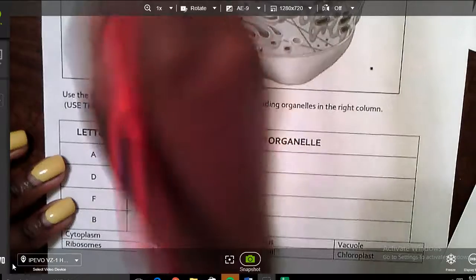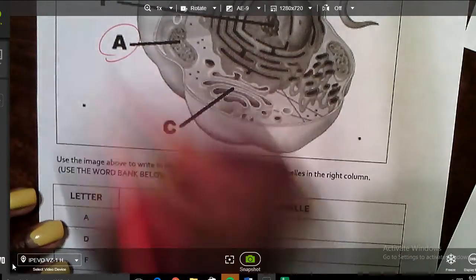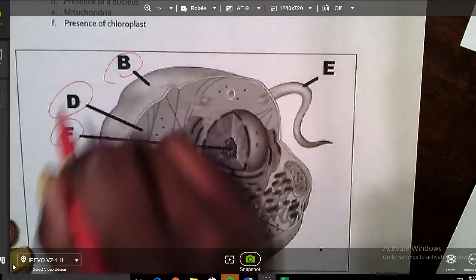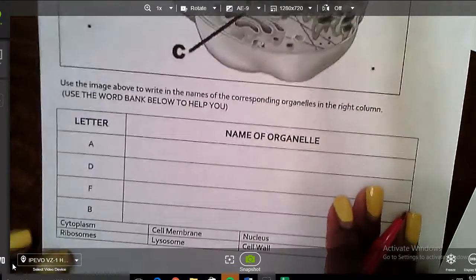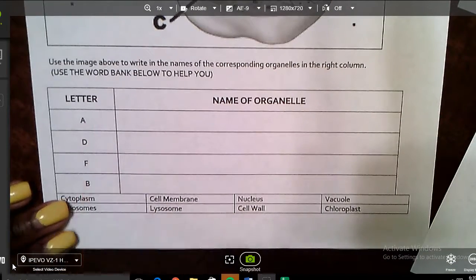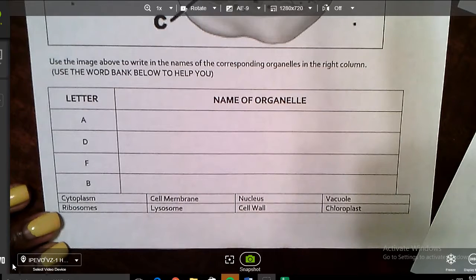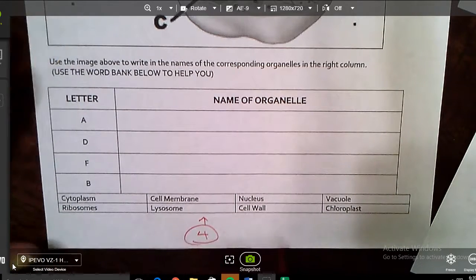You have one more multiple choice question at the top, and then I give you a cell. You are focusing on letter A, which is here, letter D, which is here, letter F, which is here, and letter B, which is here. You need to write down the name of the organelle that these letters represent. I give you a hint. Now, mind you, there's only 1, 2, 3, 4 letters, but there's 2, 4, 6, 8 words. So you only need 4 words in this word bank. The rest of them are just here to distract you.